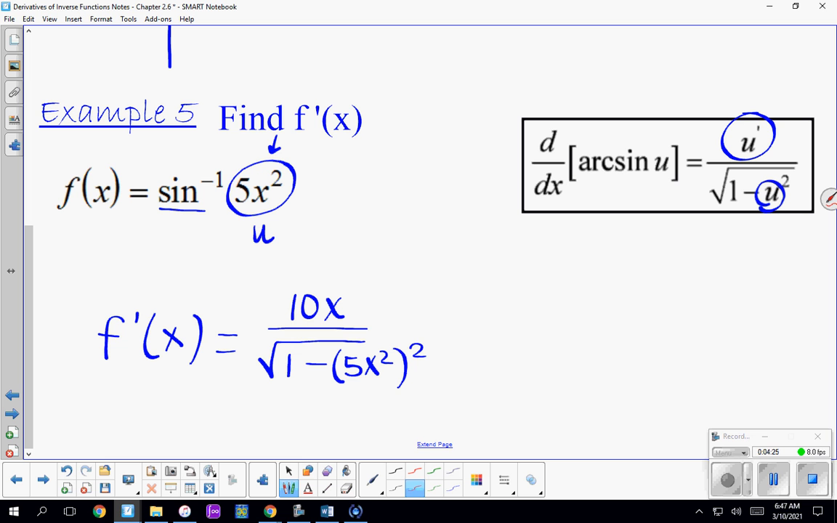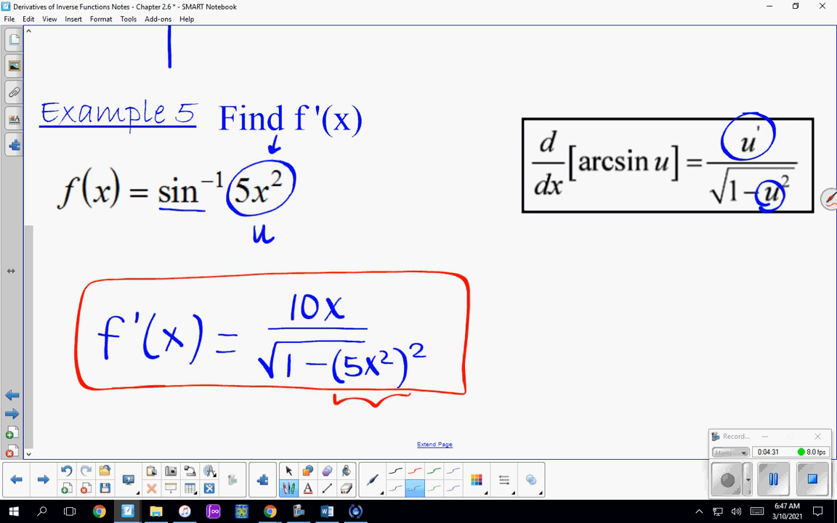So the biggest mistake people make is they forget to put that in parentheses. But this is it. We don't need to simplify. We're just plugging and chugging. I just want to make sure that you know these formulas exist and how to use them. And then in college, I'm sure you'll have to memorize them.